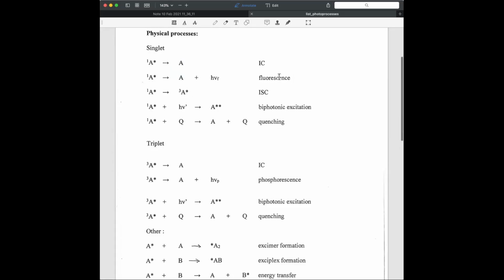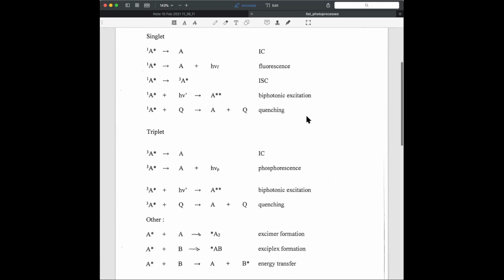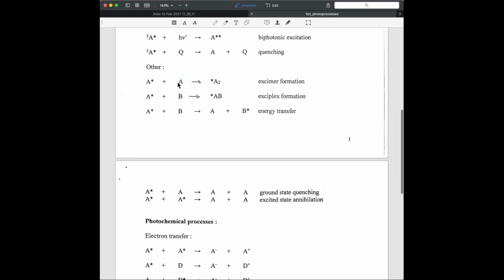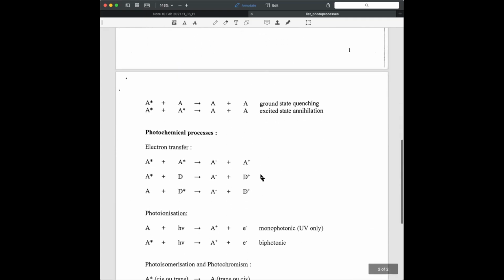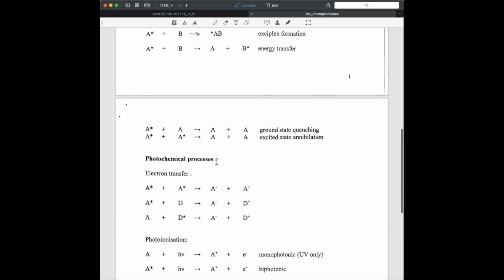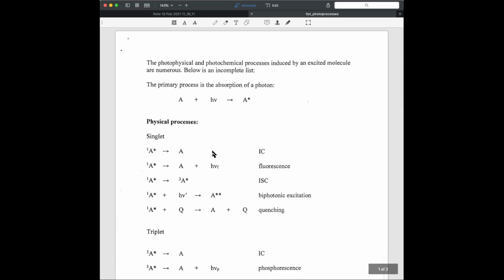Okay, then, this is just a summation of all the processes we have already seen. So fluorescence, intersystem crossing, you can have multiphoton excitation, quenching. Then you have processes for triplet states. If you want to go all crazy, a first excited state can interact with a second molecule, giving what's called an excimer. If that happens with itself, then you call it an excimer. If it happens with another molecule, B, then it's called an exciplex. We can have energy transfer, quenching, and then we can have electron transfer, ionization, photochromism, all these kinds of things. Okay, so I will put this on Moodle. It's not the only things that can happen, so it's an incomplete list, but it's already quite a long one.